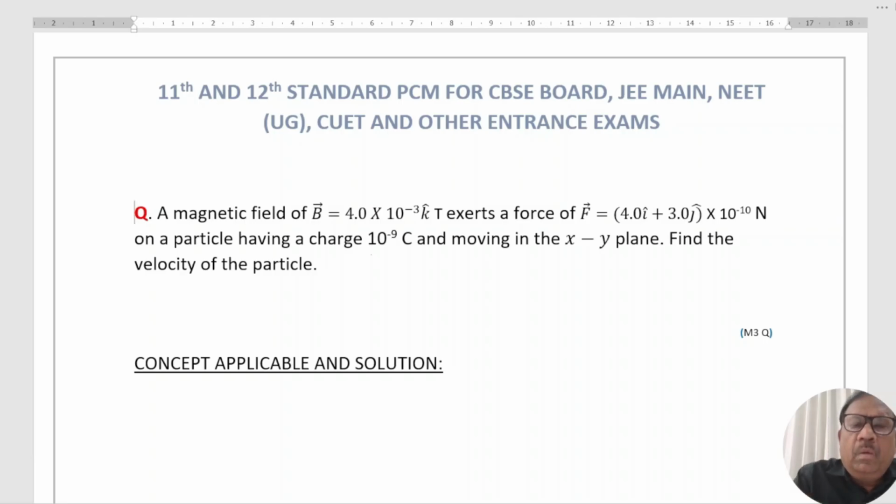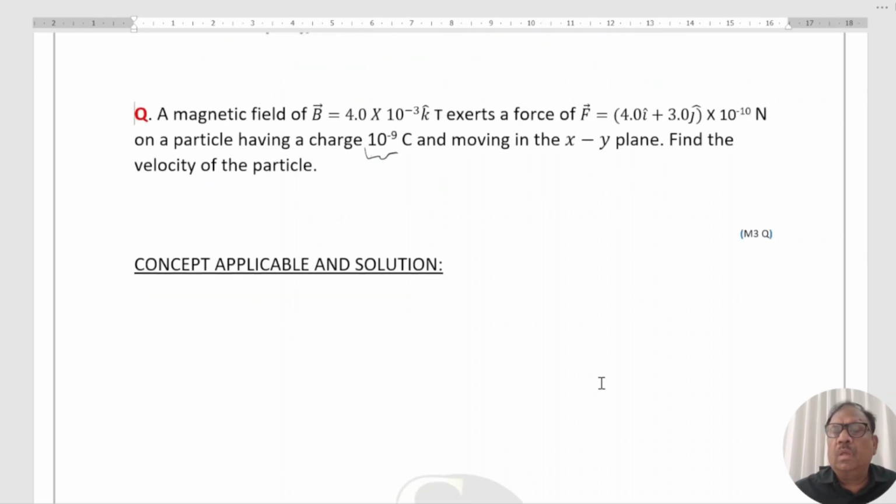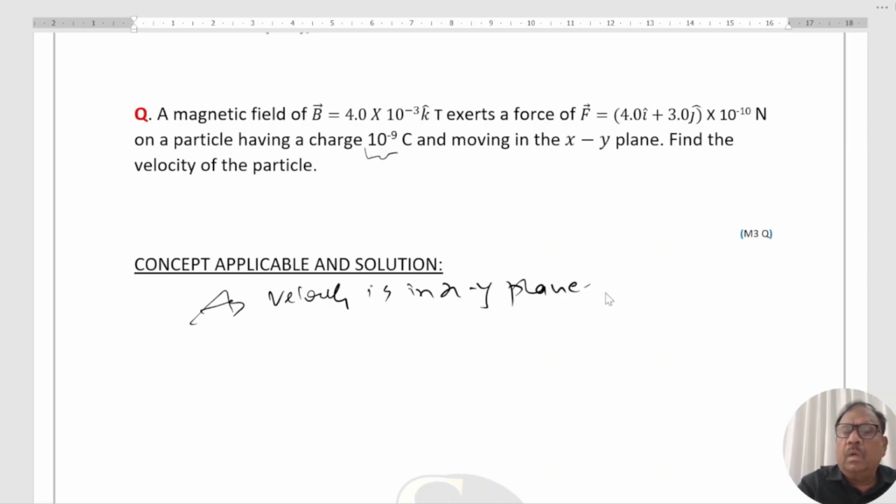Question: a magnetic field of B = 4×10^-3 T along the z direction exerts a force of this much on a particle having a charge of 10^-9 coulomb and moving in the xy plane. Find the velocity of the particle. As the velocity is in the xy plane, let v equal Vx i plus Vy j.